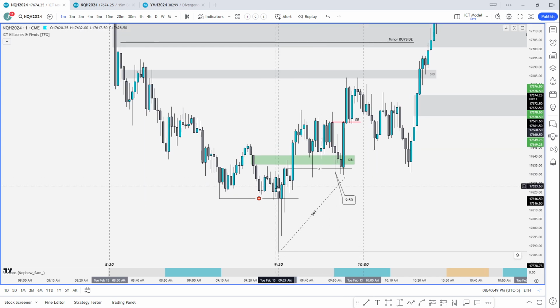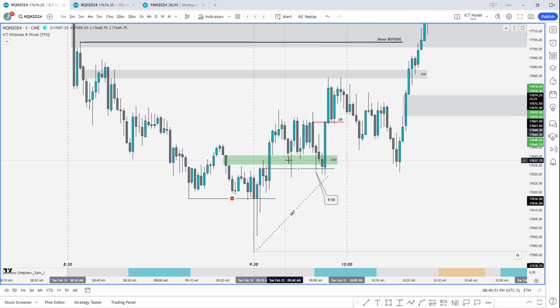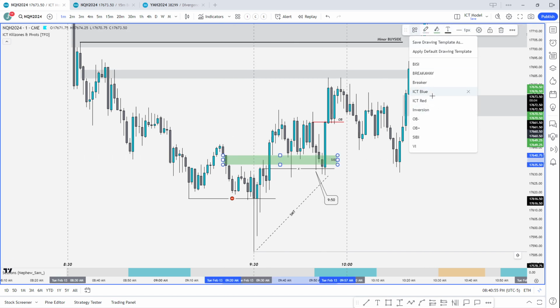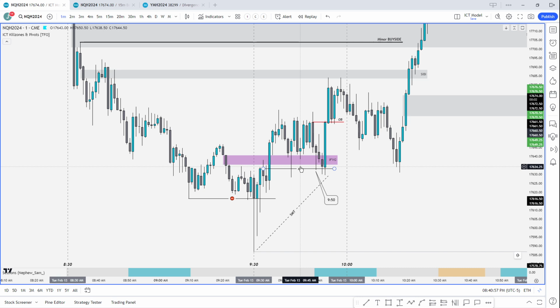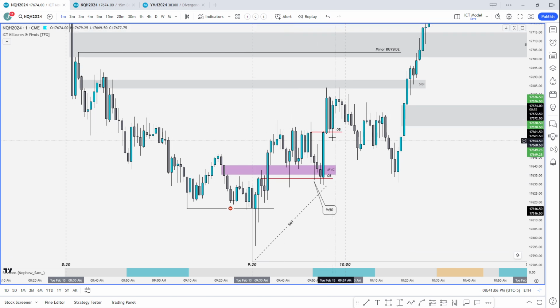Obviously, though, if we have repeat areas above that, like in this case, we have this BISI, this SIBI, this inversion gap technically, right? And then an order block here. I don't know where I entered. Yeah, I entered up here quickly, but I had my stop at this low. I was anticipating just a 20-point run.